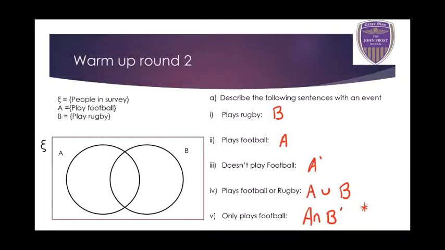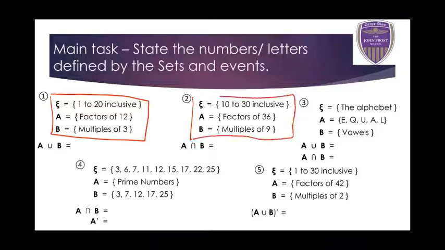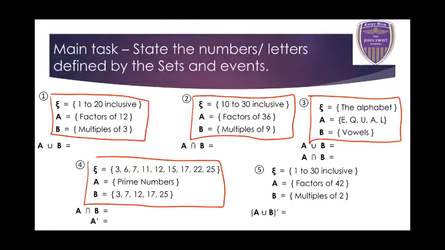Moving on to the main task. So there's 5 different questions here. Each question has a total set, or the defined set, and has the definitions of event A and event B. And then below those, you need to define all the numbers or letters for one of the questions that satisfy the event included. So for question 1, you need to define the values in A union B. For 2, you need to find the ones for A intersect B, etc., etc. Okay, so use Venn diagrams to help you if you want. And then have a go with these questions.